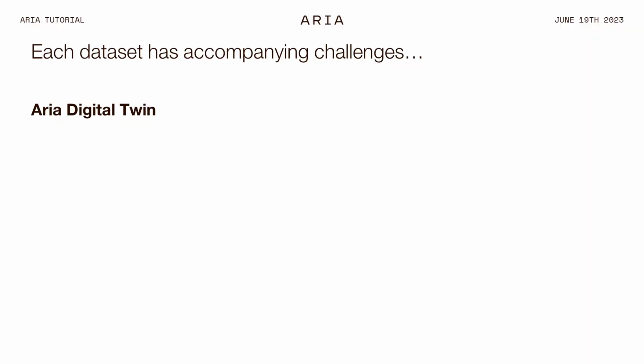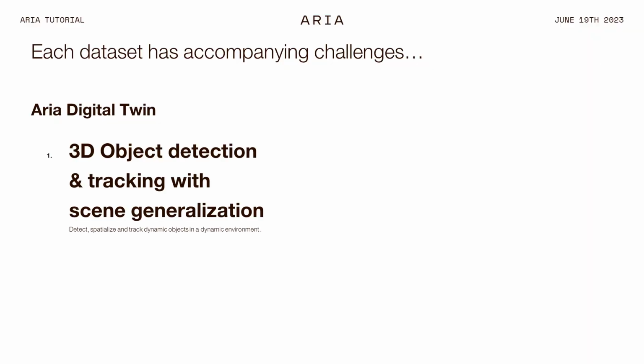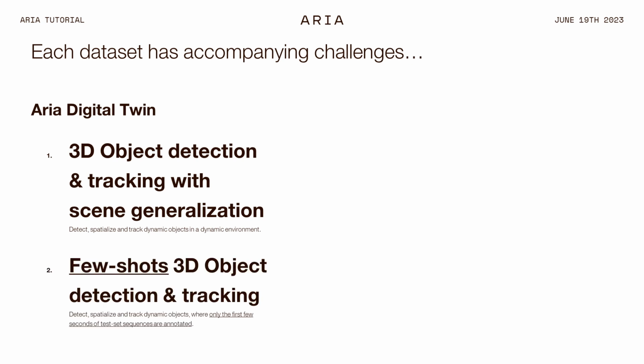So we have something like make wall, make window, make door, describing exactly how that room is laid out. Now, for these two datasets, we have two challenges. So for the Aria Digital Twin, we actually have two different challenges. We have the 3D object detection and tracking task with scene generalization, and then a second challenge on top of that is few shot 3D object detection and tracking.